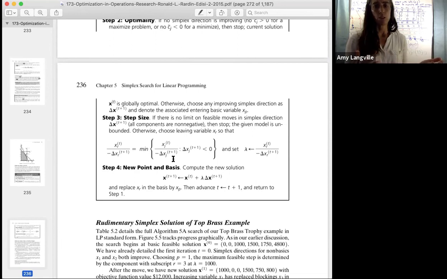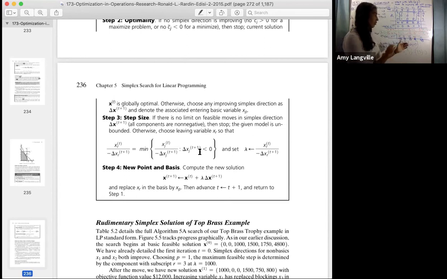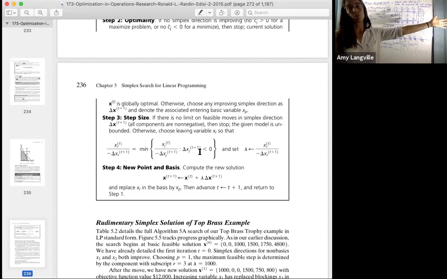But what if there is no negative component in your delta x? We had 2 in each of ours. What if your delta x was all non-negative? It actually means that you could go as far as you wanted. There was no min ratio test, nothing where you violated. So you could actually set lambda to infinity, and that means the problem's unbounded.